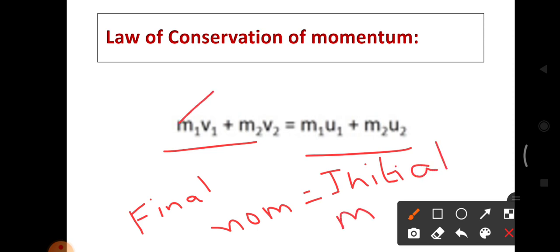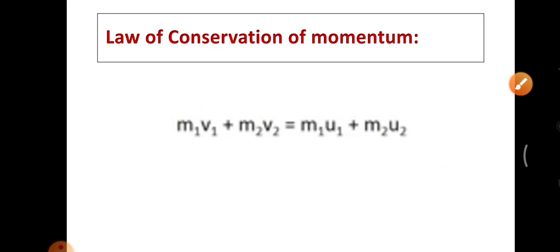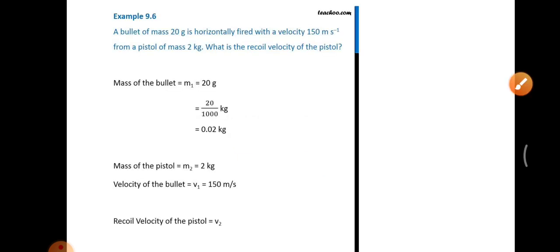Here m is the mass, v is the final velocity, and u is the initial velocity. See the example sum 9.6. A bullet of mass 20 gram is horizontally fired with a velocity of 150 meter per second from a pistol of mass 2 kilogram. What is the recoil velocity of the pistol?